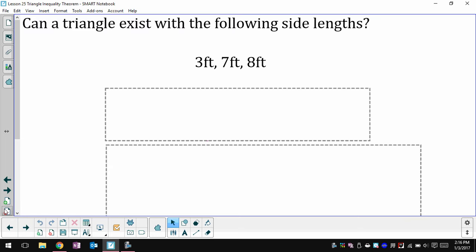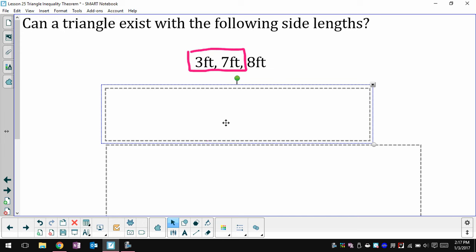One of the ways you'll see to apply this idea is we'll give you three lengths and see if you can make a triangle out of them. For me, the easiest way to test that would be to pick the two smaller side lengths. So here are 3 and 7, and I'm going to add them together. If those two added together are bigger than the third side, then I'll be okay, and I can make a triangle with those three lengths.